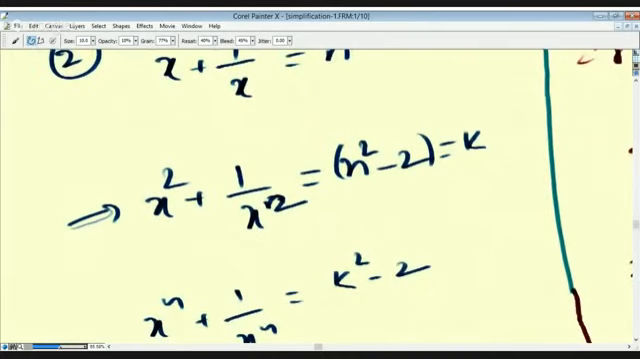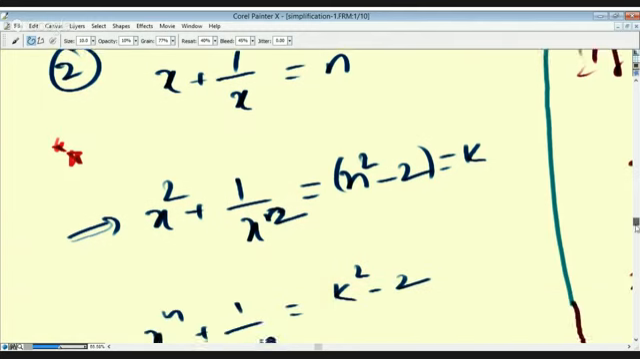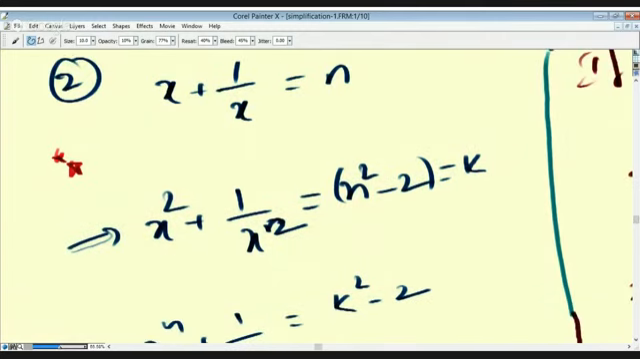Try to remember this logic so that it will save much of your time. Very important. When x plus 1 by x is equal to n, that means a number and its reciprocal sum is equal to n, and you square it, then x square plus 1 by x square, with the denominator also becoming a square, and the right side will be n square, so minus 2, it will become n square minus 2.